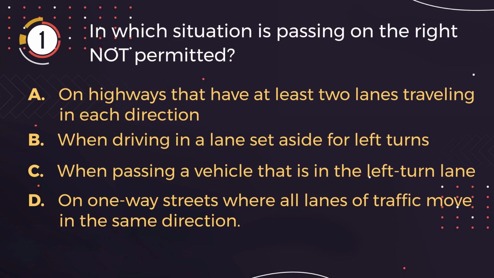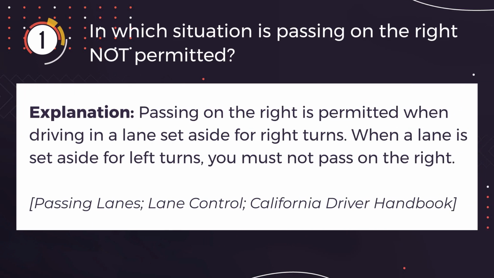The correct answer is B. When driving in a lane set aside for left turns. Explanation. Passing on the right is permitted when driving in a lane set aside for right turns. When a lane is set aside for left turns, you must not pass on the right.